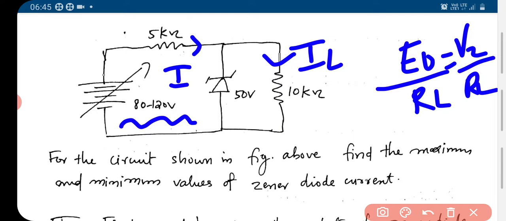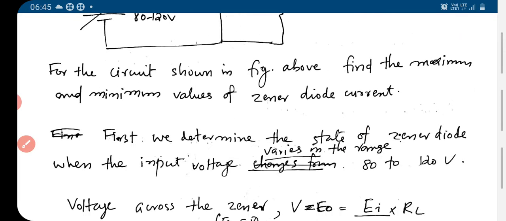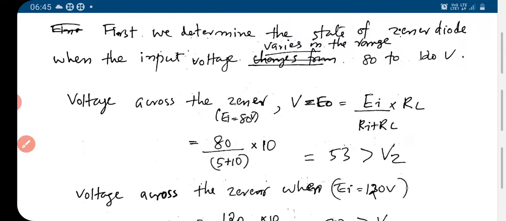So when the input voltage is minimum, since this current will be minimum and I_L stays constant, I_Z will be minimum. And when the input voltage is 120 volt, I increases, and since I_L is constant, I_Z will increase. So we will have the maximum Zener current. So we have to find the minimum and maximum values of the Zener current.